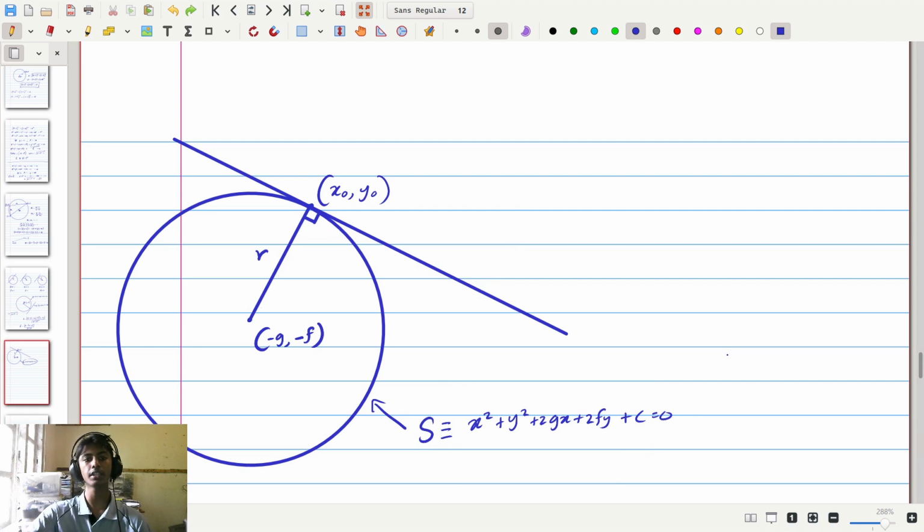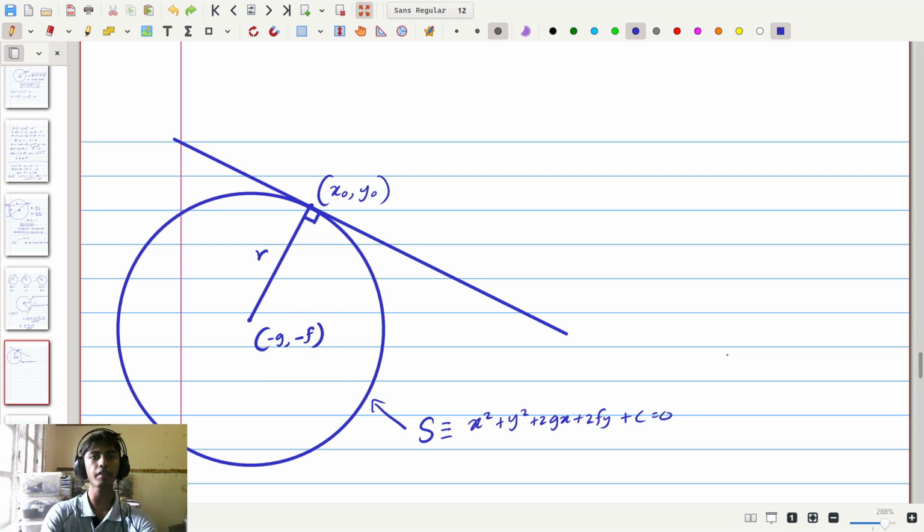So basically here in this setup, I've drawn out the circle and the tangent line. I've drawn out the point of tangency to be x0, y0, and I've drawn out the circle S to be given by x squared plus y squared plus 2gx plus 2fy plus c equal to 0. I've also drawn out the point that is the center of the circle, which is negative g comma negative f, and the radius of the circle r.